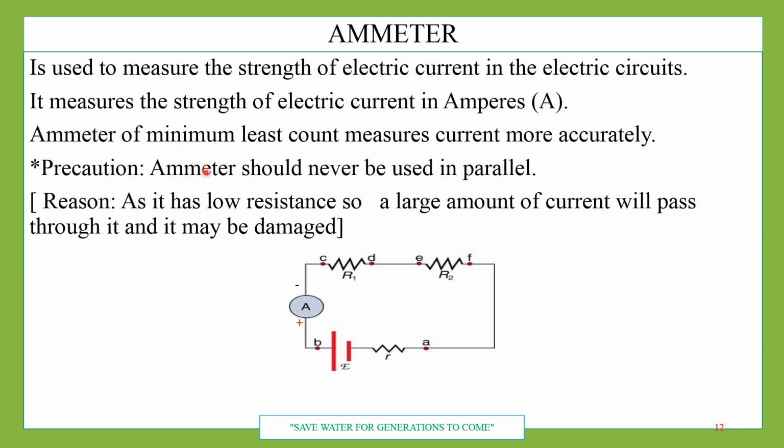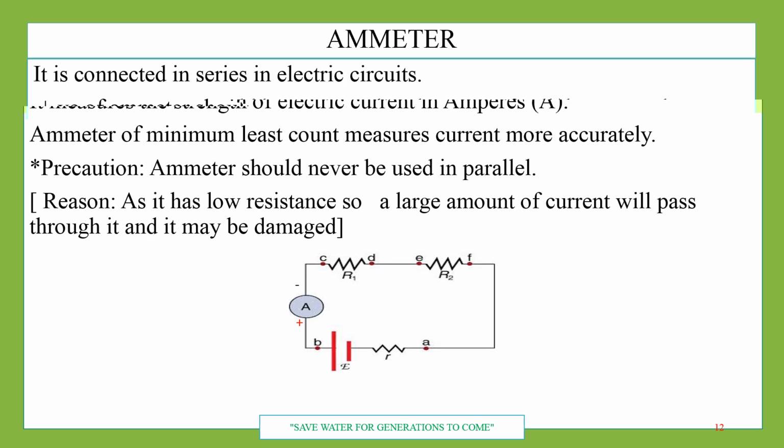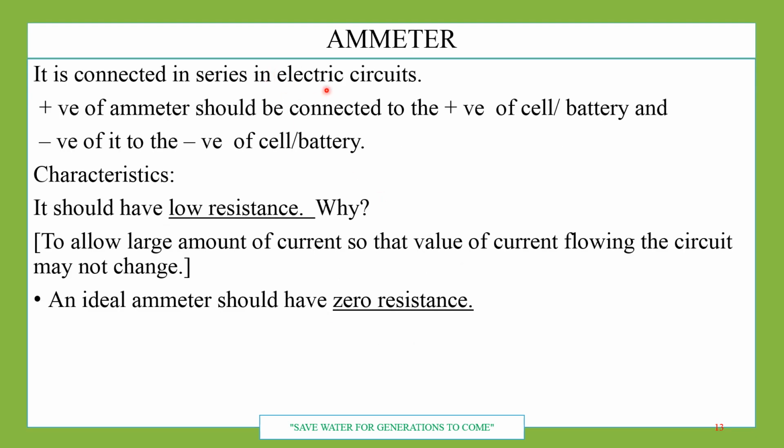Precaution should be taken while using an ammeter. It should never be used in parallel in electric circuits, because a good ammeter has low resistance. So when a large amount of current will pass through it, and when it is in parallel, we shall be studying in electric circuits, then a high amount of current will damage the ammeter. Now it is always connected in series in electric circuits, because it has to measure the total current passing through the conductor.